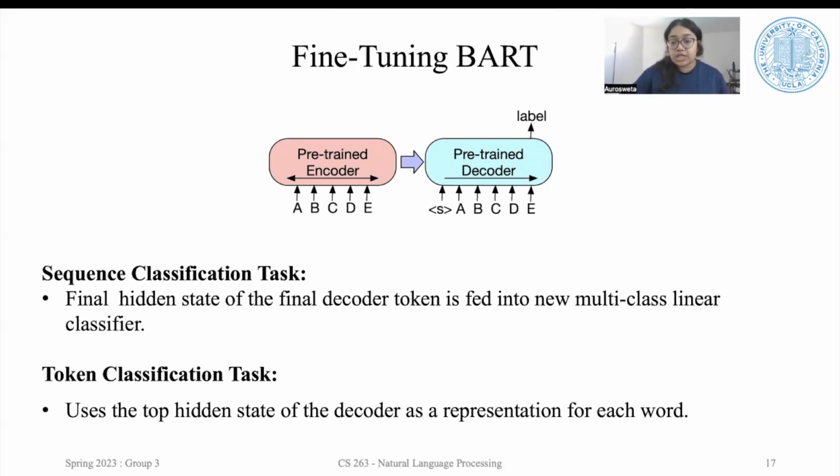This approach is related to the CLS token in BERT. However, the authors have added the additional token to the end so that the representation for the token in the decoder can attend to decoder states from the complete input. Then we have token classification. For the token classification task as well, referring to the same image, they feed the complete document into the encoder and decoder and use the top hidden state of the decoder as a representation for each word. This representation is used to classify the token.